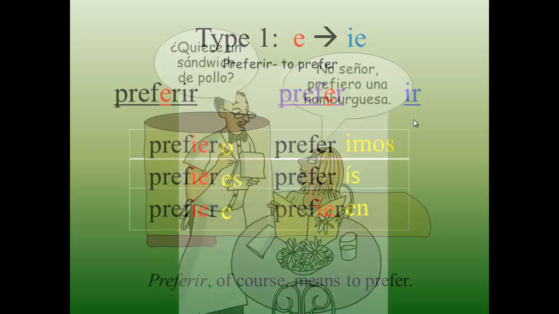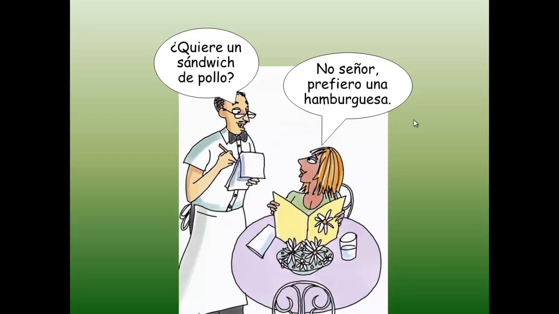It's a cognate. So let's look at the scenario again. He says, ¿Quiere un sándwich de pollo? She says, no, señor, prefiero una hamburguesa. So she's changing the verb.